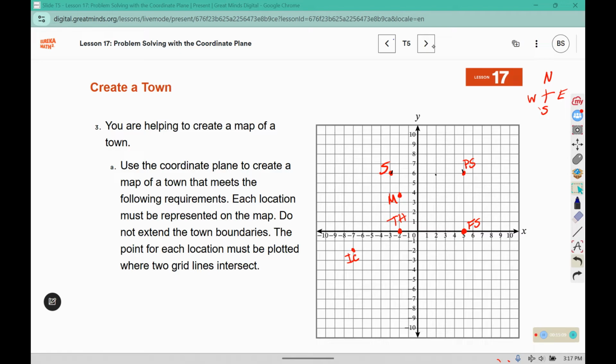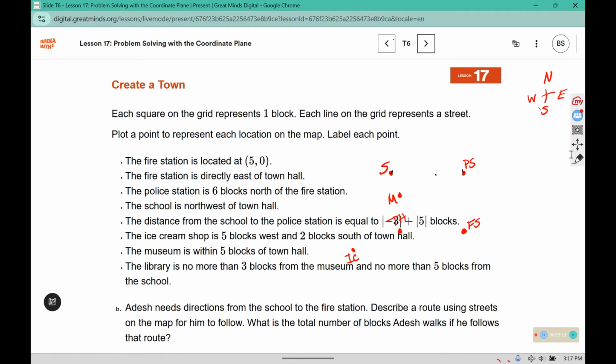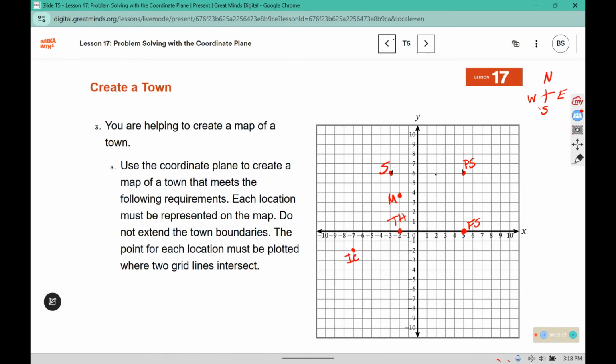And then it says that the library is no more than 3 blocks from the museum and 5 blocks from the school. So we can put the library in here. If it's 3 blocks or so from the museum, it can go here. And then that's 1, 2, 3, 4 to get to the school from the library. So that satisfies those requirements.